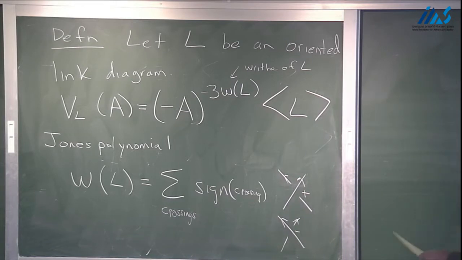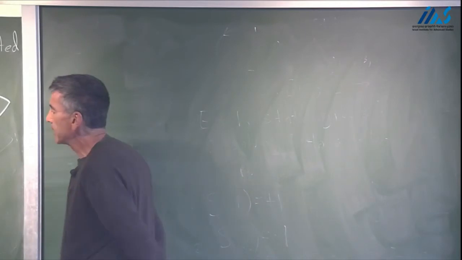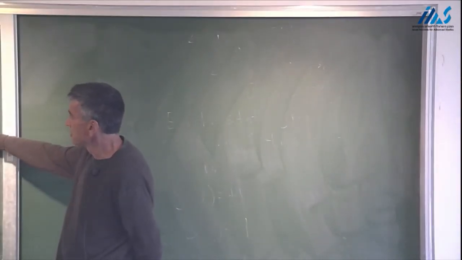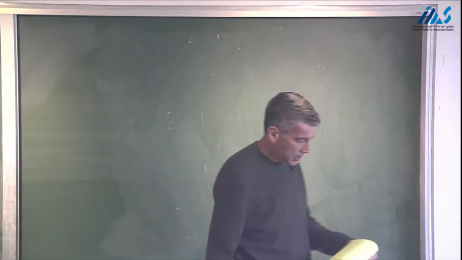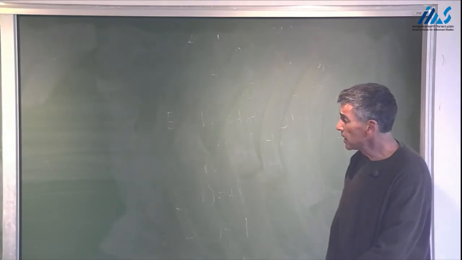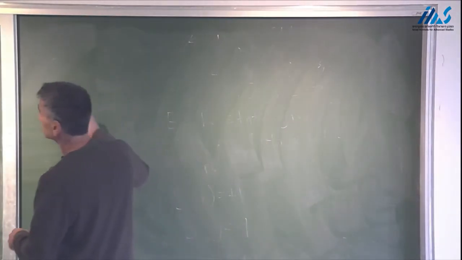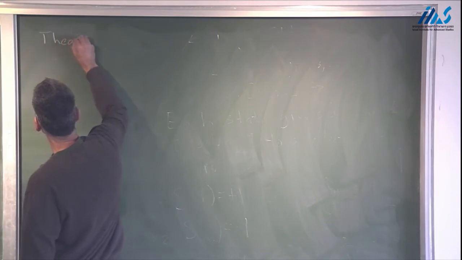So let's see that this is preserved under each of the Reidemeister moves. First of all, this is preserved under Reidemeister 2 and 3, and so is this. So it's only Reidemeister 1 that needs to be checked. So the theorem is that this is a link invariant.